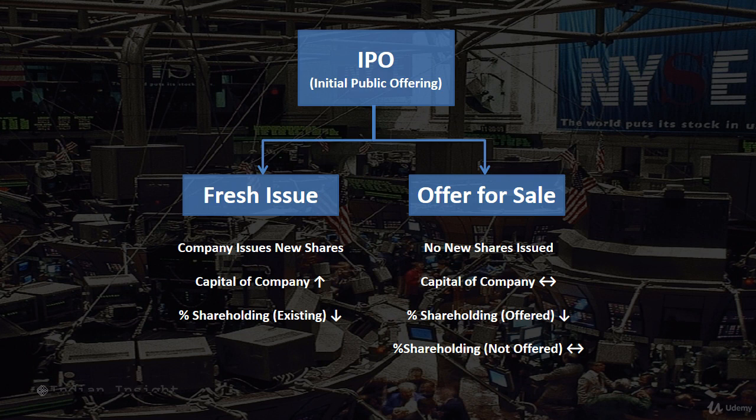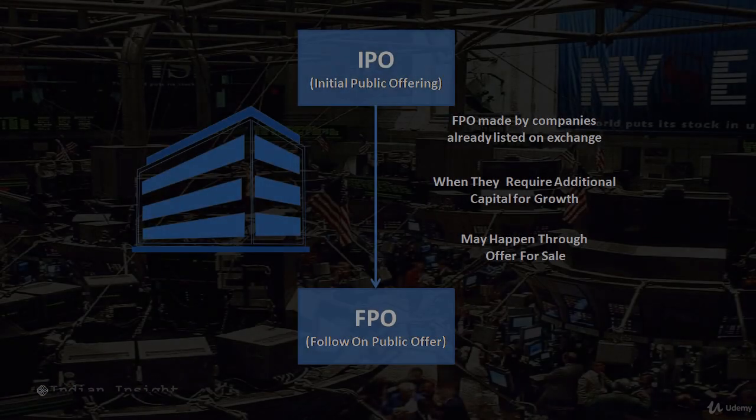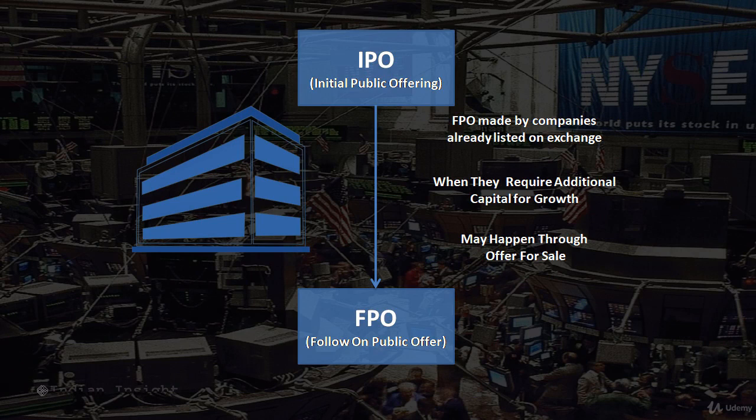In case of an offer for sale, the existing shareholders of a company offer a part of their holding to other investors. The share capital of the company does not change as the company doesn't issue new shares. This is because the proceeds of these sales go to the existing shareholders who are offering their stake for sale. Hence, the proceeds do not go to the company and there is no change in the capital of the company. As a result of sale of shares, the percentage shareholding of existing shareholders who have offered some of their shares for sale comes down.